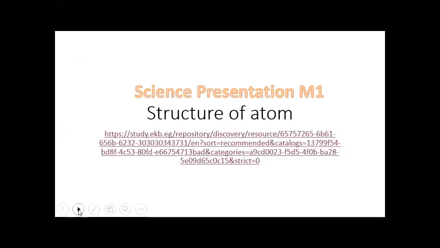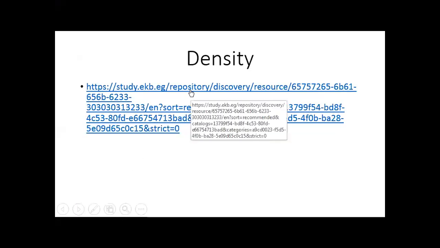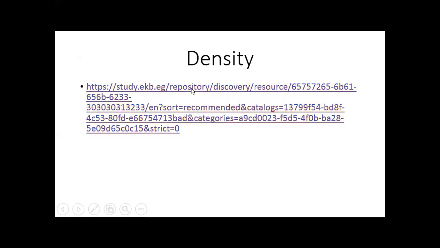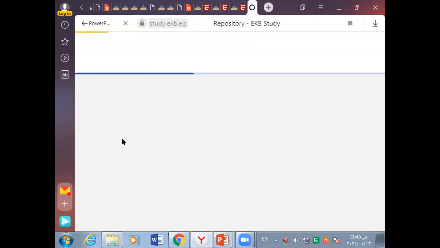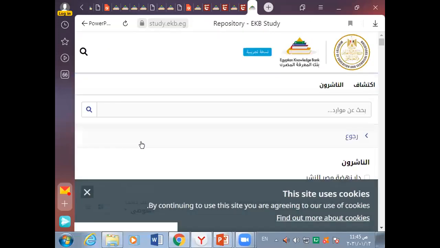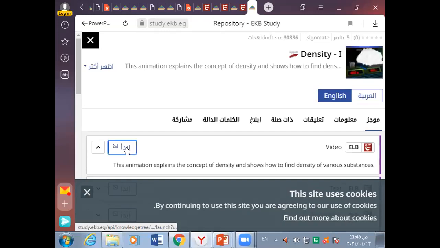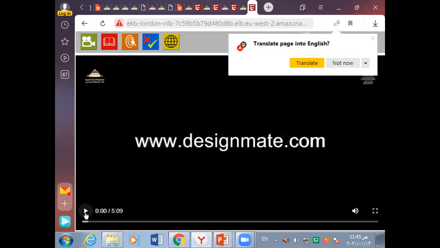Let's continue the video. The second video about density. I'll show you this video, then answer inshallah questions together. You remember density? Density equals mass divided by volume. The unit of mass, gram. The unit of volume, cubic centimeter. Okay, let's see this video and observe.